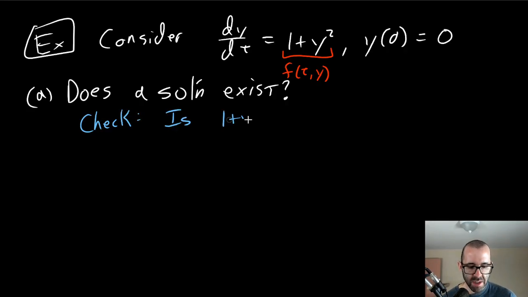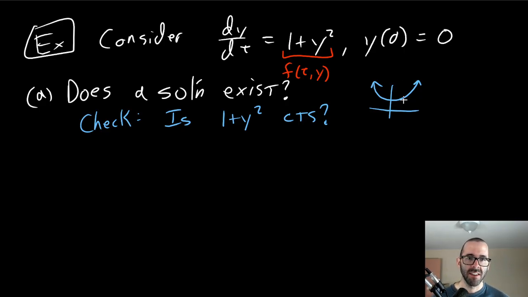Is 1 plus y squared continuous? You bet it is. I know what 1 plus y squared is. It's a parabola vertically translated up 1 unit. That's a very continuous function. There's no funny business here. It behaves very nicely. So yes, not only is this continuous in a rectangle, it's continuous everywhere. So of course it's continuous somewhere around here, because it's continuous everywhere. So we're good to go.